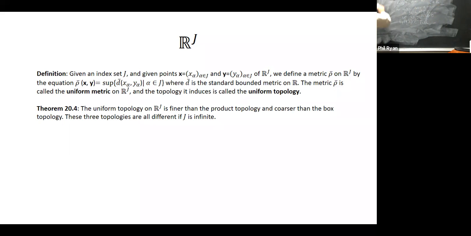Next, we've got to show that it's coarser than the box topology, i.e., we've got to show that the box topology is finer than the uniform topology. So that means instead of the inclusion going this way, we've got the inclusion going the other way. Well, it contains this box neighborhood.